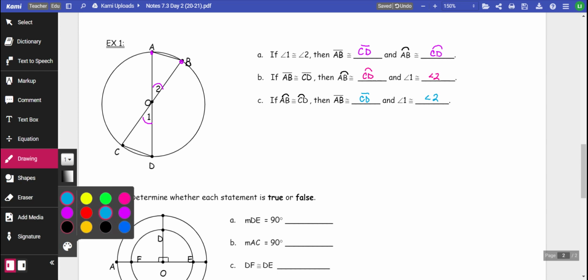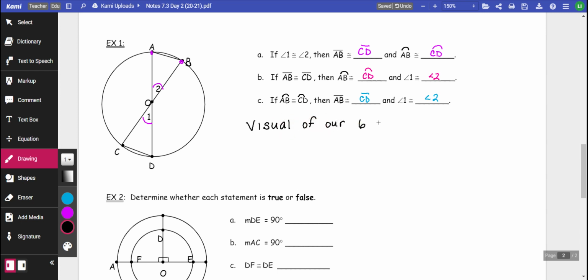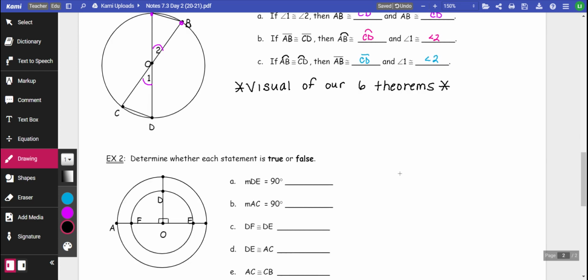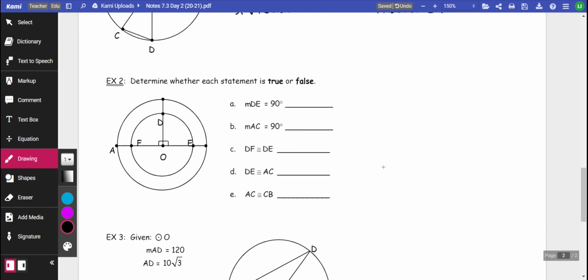Okay, so this is just a visual of our 6 theorems. So if you do need to see what those theorems mean, A, B, and C in example 1 will help you. Now in example 2, we need to determine whether each statement is true or false. We throw in some arcs here for us. They should be in your packet, but for whatever reason, they're not in the PDFs.